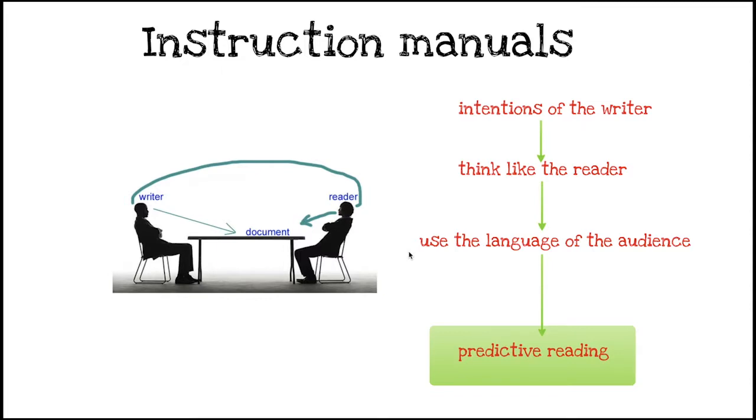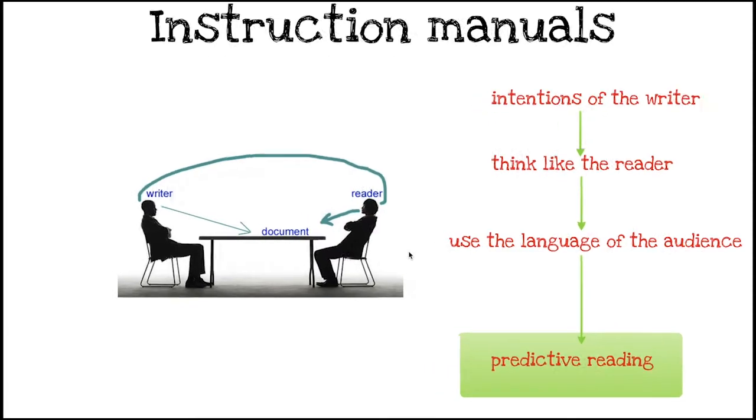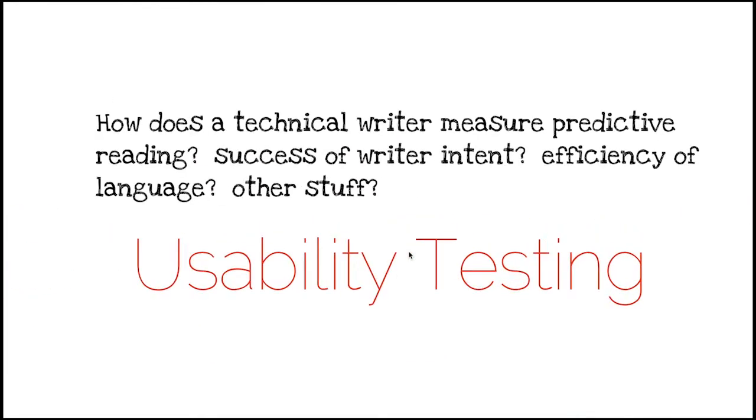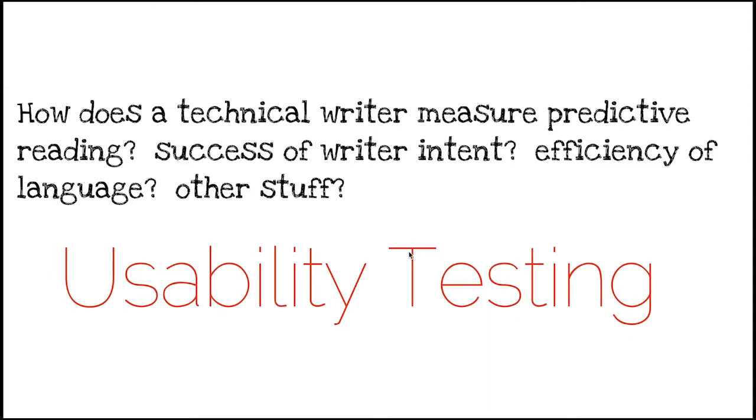And then how can we use the language of the reader to promote this sense of predictive reading? In other words, we want the reader to feel as if moving through these instructions can be done efficiently and to make them feel good about what they're doing. If someone can finish a process with little to no problems, they can feel good about what they've done, and they'll probably feel more confident about using the product itself.